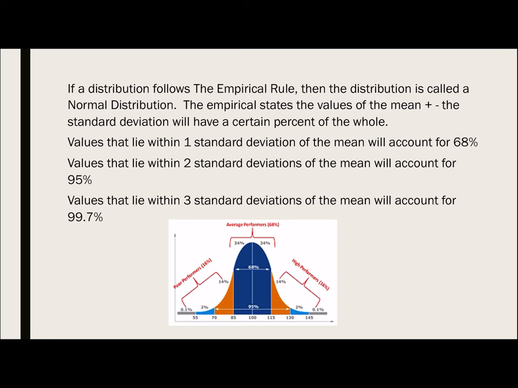So if you add up the baby blue sections plus the orange sections plus the navy blue sections, this will account for 99.7%. The whole is 100%, so the little bit that's left off on the tails, the ends, accounts for the rest.